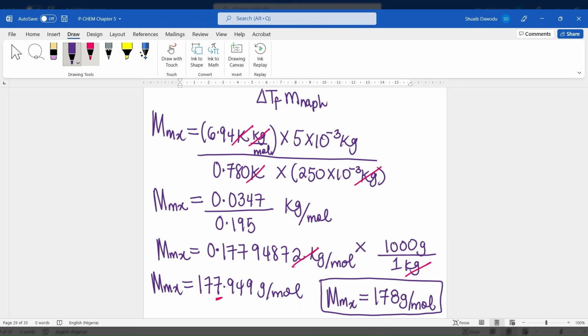For those of you who may be confused, the X, I just used to make things easier for you guys. You can decide to use another variable, whether it's X or M sub C to denote the compound. I just decided to do it this way.